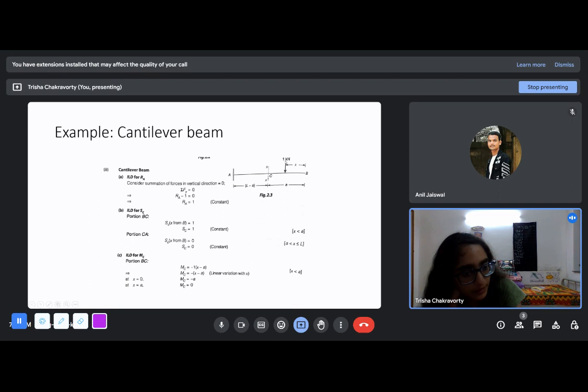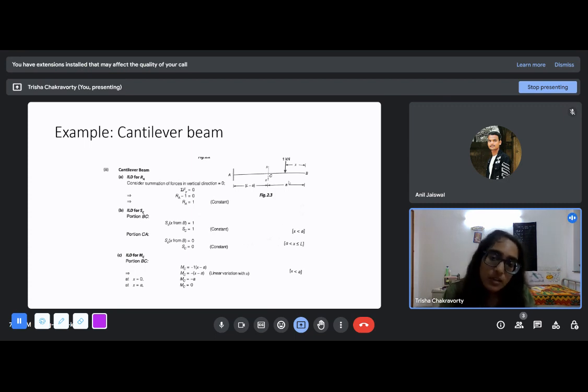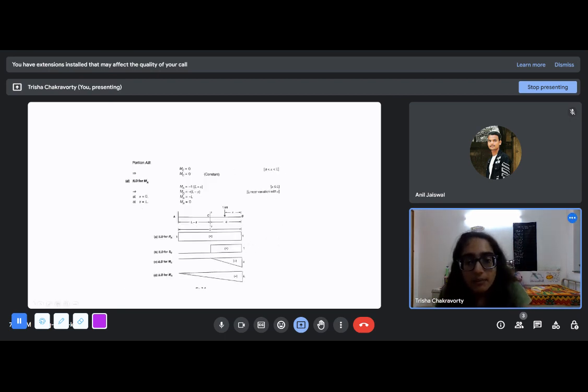(L minus X) into 1. And this will be minus because it's a hogging moment. We know that hogging moment, or this direction moment, is taken negative. Since this is not a bending moment diagram but we are drawing the influence line diagram of the moment, we have to follow the sign convention that we use for bending moments. So hogging moment here is still negative, and this is minus (L minus X). So it looks something like this.